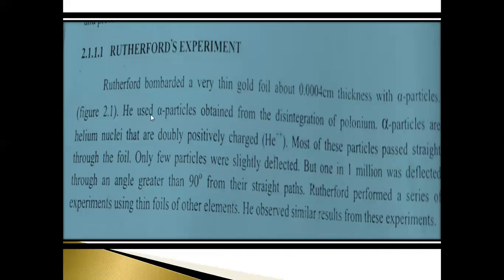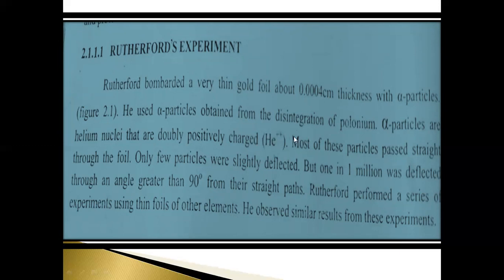So he bombarded the gold foil with alpha particles. From where did he get those alpha particles? He used alpha particles obtained from the disintegration of polonium. Polonium is a radioactive element, and from this radioactive element he obtained alpha particles. What are alpha particles? Alpha particles are doubly positively charged helium nuclei. The atomic number of helium is 2, and it has 2 electrons in the outermost shell.